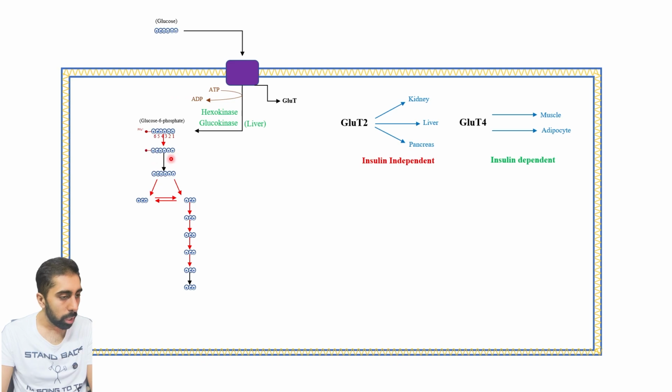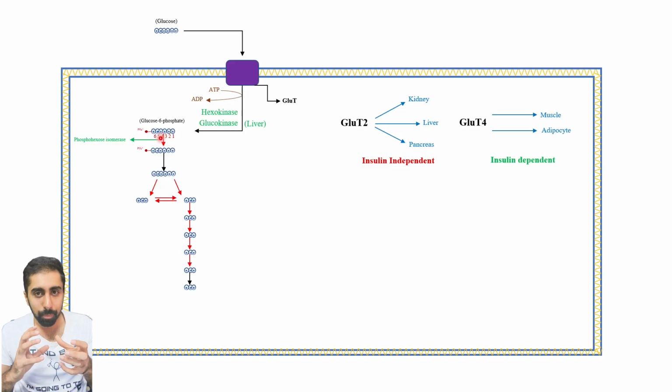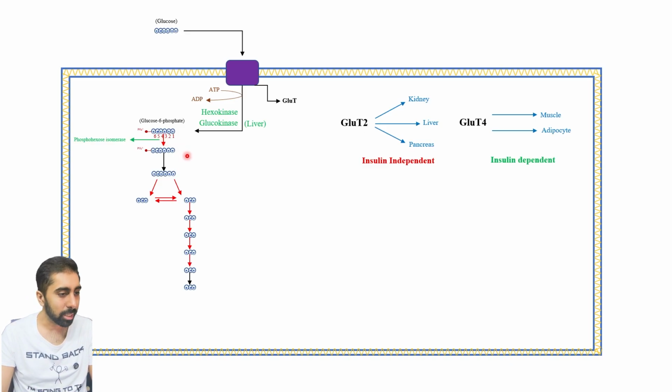Now, in the next molecule, we still have this one phosphate group on the 6th carbon, so everything is looking the same. But we have an enzyme here called phosphohexose isomerase. This enzyme helps to isomerize glucose 6-phosphate. It means that the number of carbons, hydrogens, and oxygens are the same, but the 3D structure of the molecule is changed a little. And we call this molecule fructose 6-phosphate. So glucose 6-phosphate turned into fructose 6-phosphate.